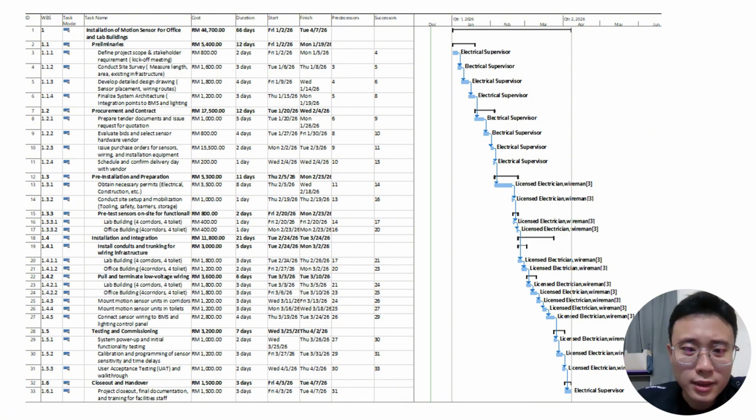As shown in this Gantt chart, most activities follow a finish-to-start dependency, meaning each task will begin only after the previous task is complete. This structured sequencing reduces risk and ensures quality control at each stage.